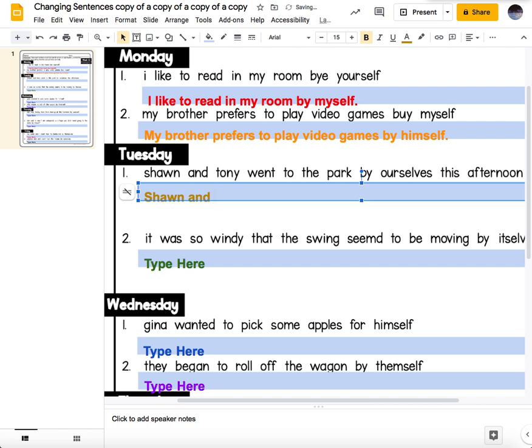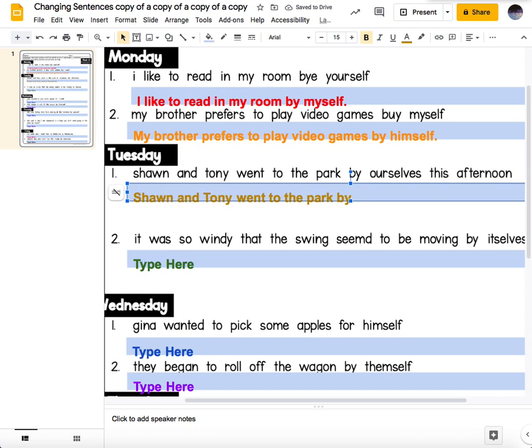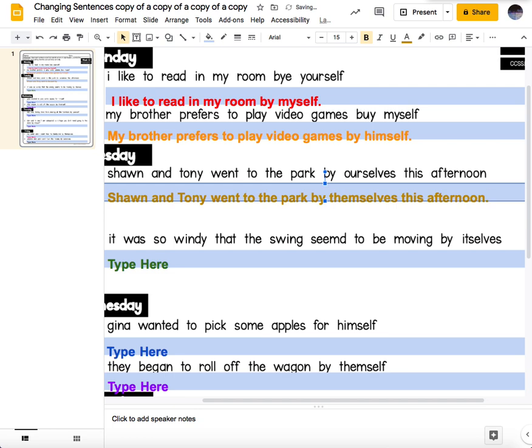Sean and Tony, T has to be capitalized because it's a person's name. Went to the park by. It's supposed to be "by themselves," not "by ourselves," or else you're talking about yourself and someone else. And no, Sean and Tony are not talking. It's someone else, another person. So it's supposed to be "by themselves this afternoon." And of course, we've got to add a period.